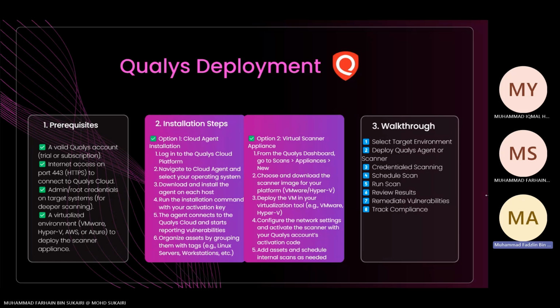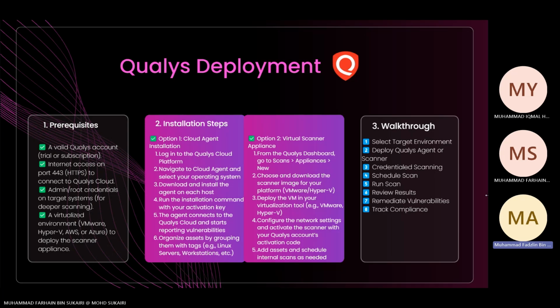So for the walkthrough of using the Qualys deployment, a simple walkthrough on how to operate Qualys: first, we need to select our target environment. We need to choose our host system, whether we want to use Windows OS, Linux, or any cloud instances for vulnerability assessment. Step 2, we can deploy the Qualys agent, the cloud agent, or the virtual scanner appliance.